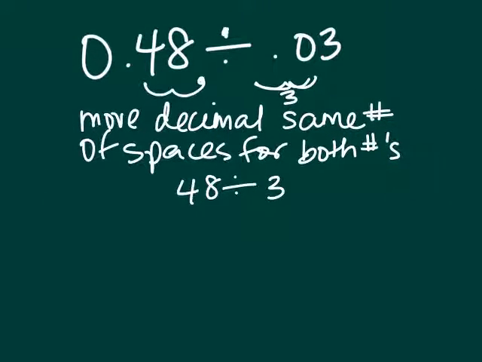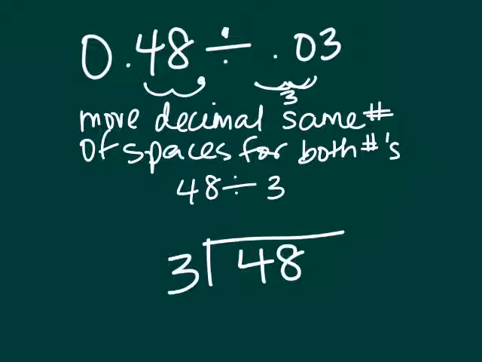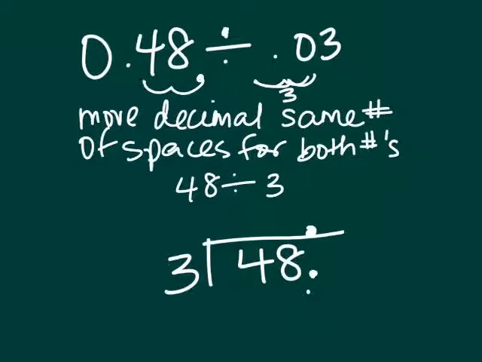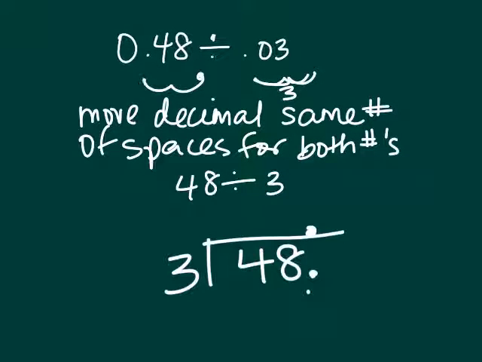Okay? So now the first number you see goes on the inside, and the divisor goes on the outside. This is a whole number. I'm good to go. I know my decimal is here at the end, so I'm just going to put it up there because that's 48, so I know it's 48 point nothing. And then I can just go ahead and divide. So that's going to be really easy now. Okay.